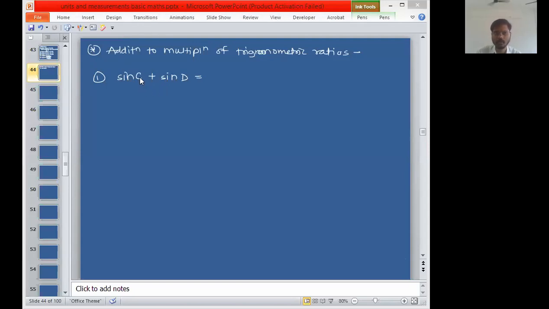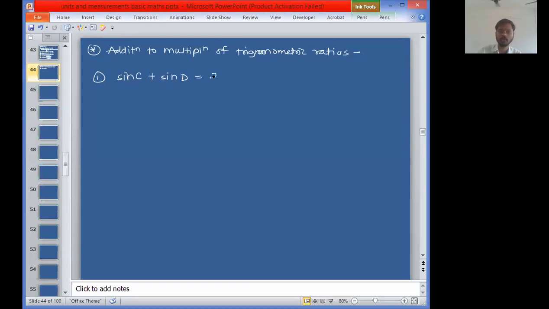Now we are not adding angles. We are not doing C plus D. We are doing sin C plus sin D. Means sin 30 plus sin 45. Sin plus sin. Okay. What is sin plus sin? 2 sin cos. How to remember? Sin plus sin is 2 sin cos.